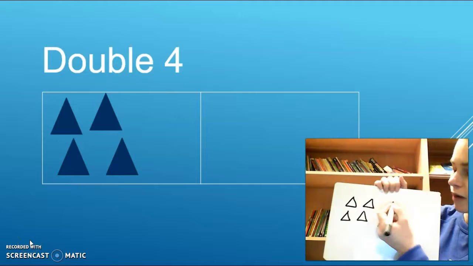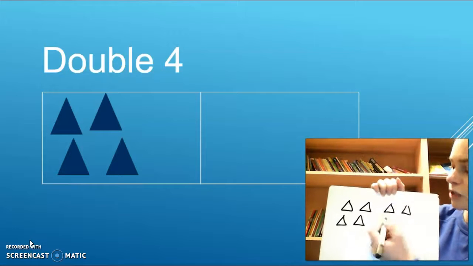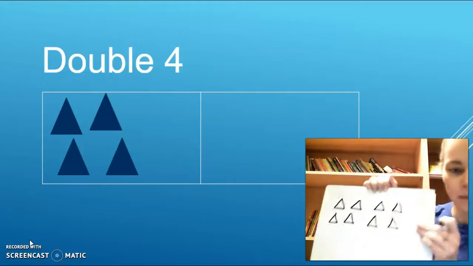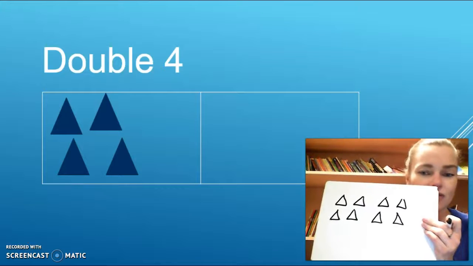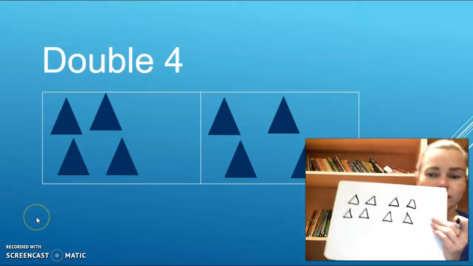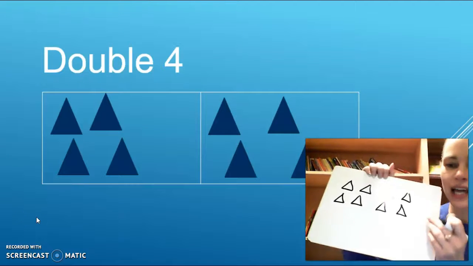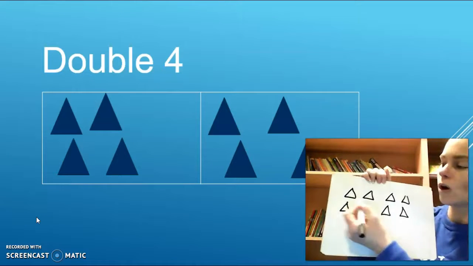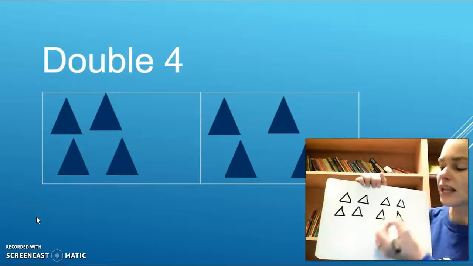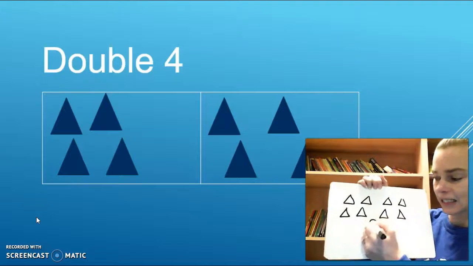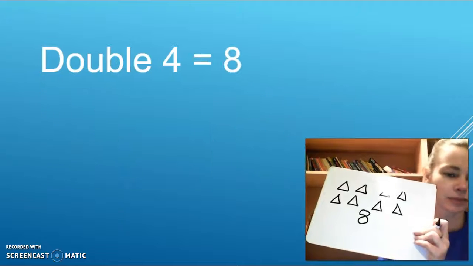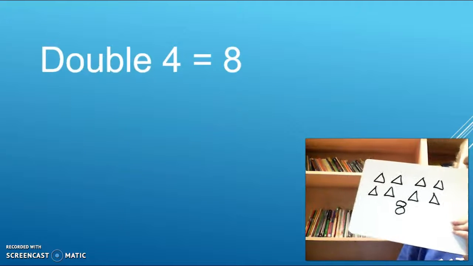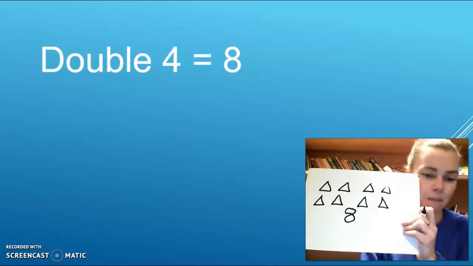So I have got 4. I'm going to double it. I'm doing 1, 2, 3, 4 more. Now you need to count how many you have all together and write down your answer. So all together we have got 1, 2, 3, 4, 5, 6, 7, 8. So let's see if we got that right. Double 4 equals 8. Well done, reception class.